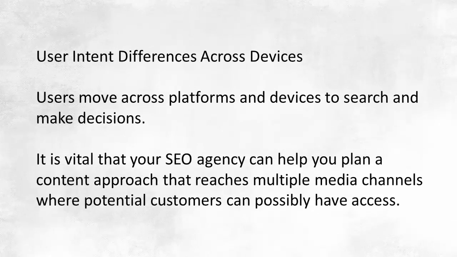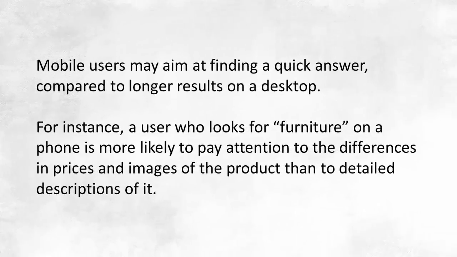User intent differences across devices. Users move across platforms and devices to search and make decisions. It is vital that your SEO agency can help you plan a content approach that reaches multiple media channels where potential customers can possibly have access. Mobile users may aim at finding a quick answer compared to longer results on a desktop. For instance, a user who looks for furniture on a phone is more likely to pay attention to the differences in prices and images of the product than to detailed descriptions of it.